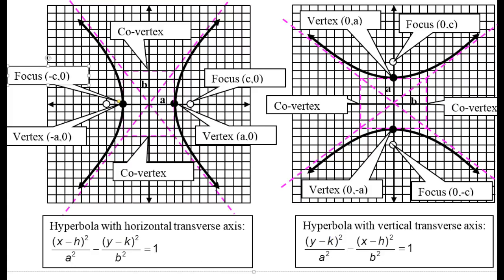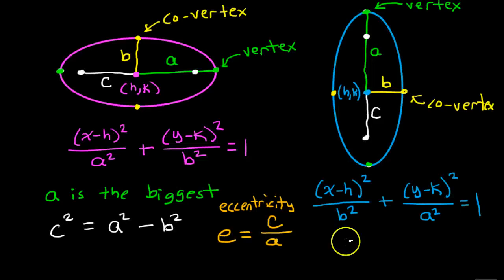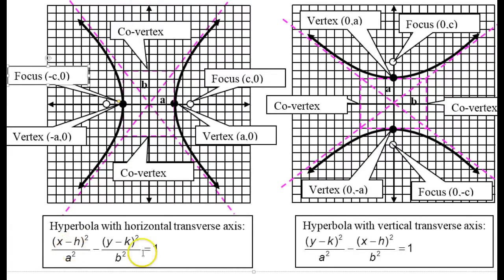So notice that whereas for ellipses, we always put the x term first, no matter what, for hyperbolas, the positive term is always first. Sometimes that'll be the x term, sometimes it'll be the y term. And that is what determines whether the hyperbola will open horizontally or vertically. If the positive term is the x term, then the hyperbola will open in the x direction, horizontally. If the positive term is the y term, it will open vertically.